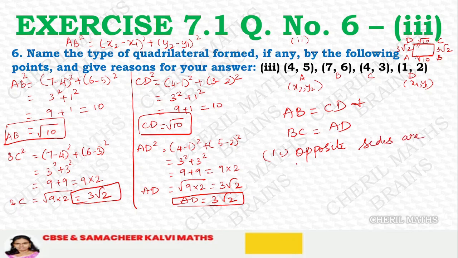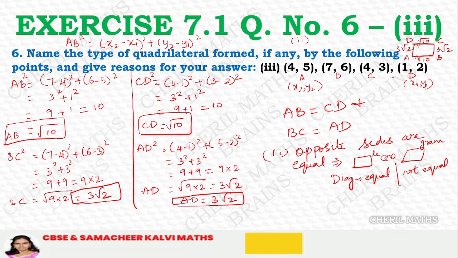Opposite sides are equal. If opposite sides are equal, it can be either a rectangle or a parallelogram. If it is going to be a rectangle, then we can say that diagonals are equal. And for a parallelogram, diagonals are not equal. So we'll check for the diagonals.